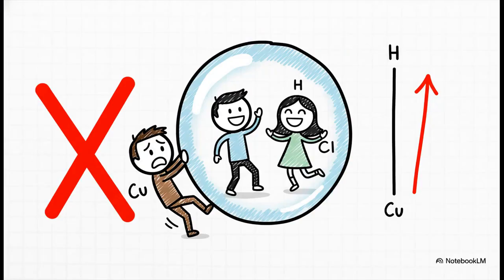But here's where it gets really interesting. What happens when the rules aren't met? Say we try to react copper with hydrochloric acid. We go to the activity series, and we find that copper is actually below hydrogen on the list. That means it's less reactive. It just doesn't have the juice to cut in. And the result? Absolutely nothing. No reaction. The original couple just keeps on dancing.